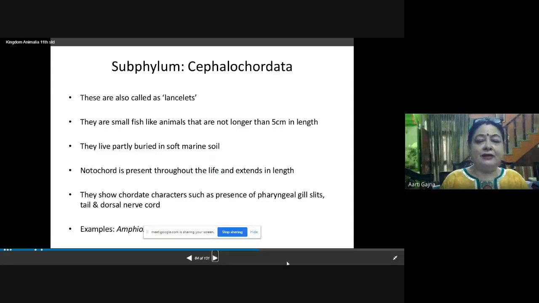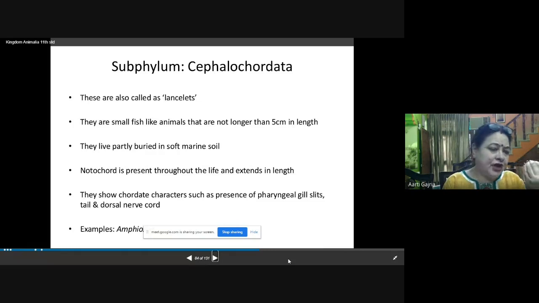Now the second subphylum of chordata is Cephalochordata. These Cephalochordata are also called lancelets. Lancelets have soft, muscular, unsegmented bodies, and that's why they are called lancelets. They are small fish-like animals, not more than 5 centimeters in length. 5 centimeter is also too big for them. They are 2 to 4 centimeters in length, and they are fish-like animals, and they live partly buried in the soft marine soil.